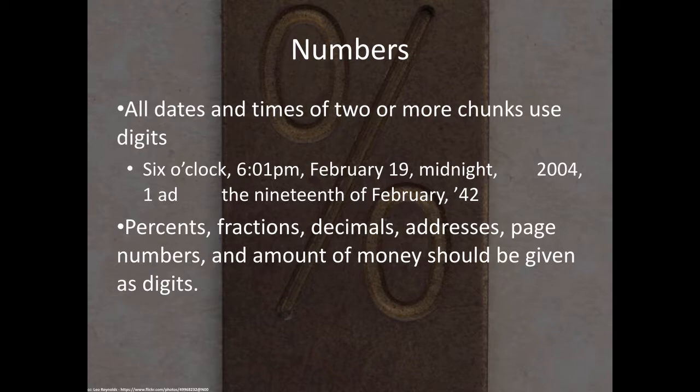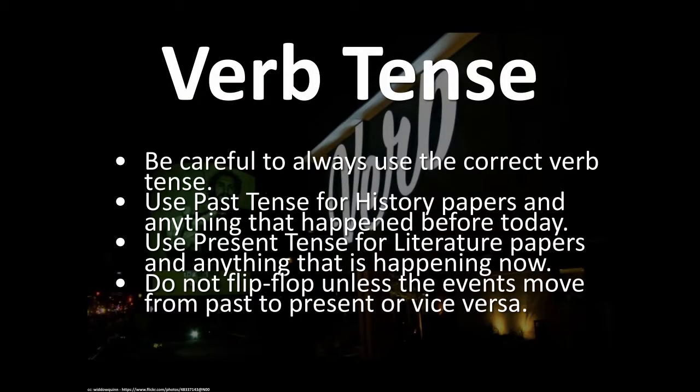All dates and times use digits unless it's something really fast, like we're going to meet on the 25th. But if the date is any longer, use digits. And percents, fractions, decimals, addresses, page numbers, and money, always use digits. And be sure to include the dollar sign when talking about money, as long as it's American money.